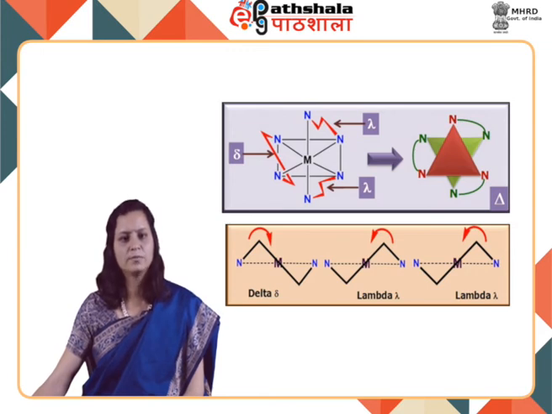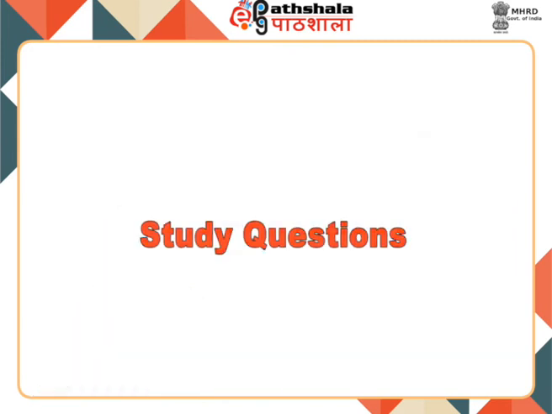For example, the tris(ethylenediamine)cobalt(III) complex is shown here. The absolute configuration of the complex is delta. Compare the figure at the right. The conformations of the three bidentate ligands are delta, lambda, lambda, as labeled here.